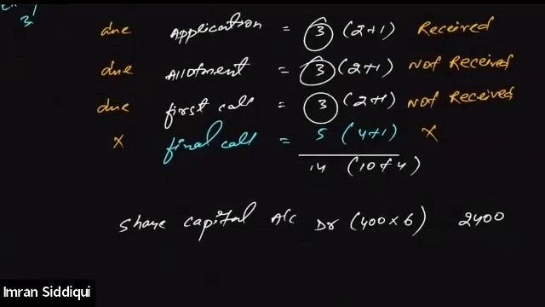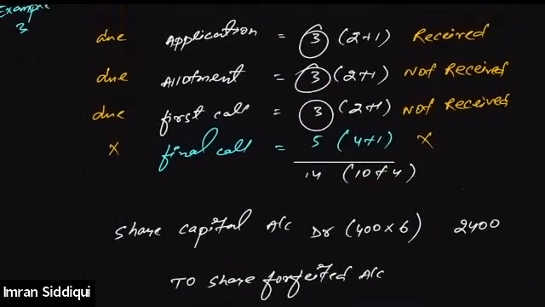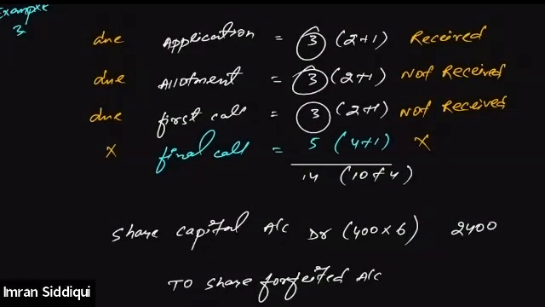All right. Now, since he did not pay, the company is going to forfeit his share. So, to share forfeited account. Share forfeited account. We'll write down the amount excluding the premium. Whatever amount we have already received will be forfeited, and we won't be writing the amount of the security premium.